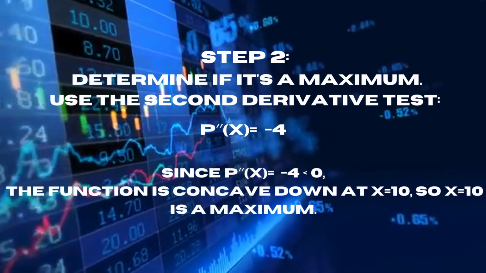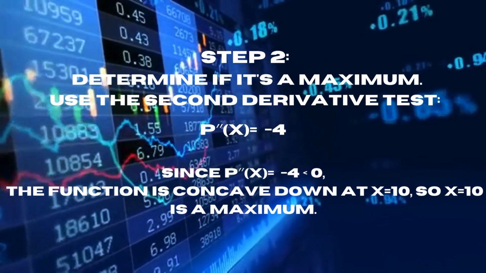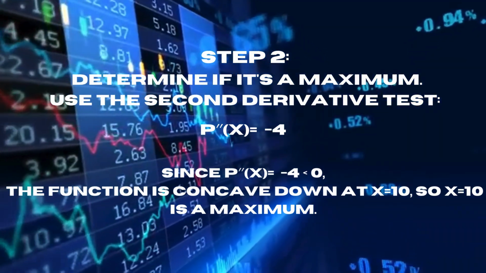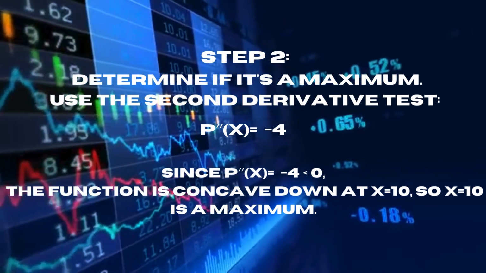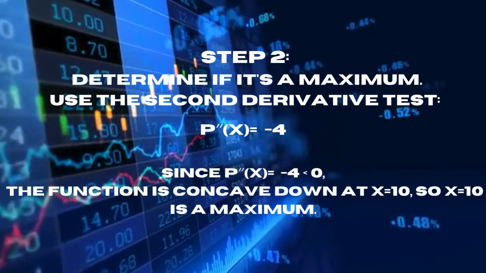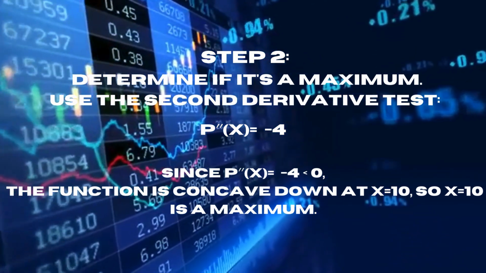Step 2. Determine if it's a maximum. Use the second derivative test. P double prime x equal negative 4. Since P double prime x equal negative 4 is less than 0, the function is concave down at x equal 10, so x equal 10 is a maximum.